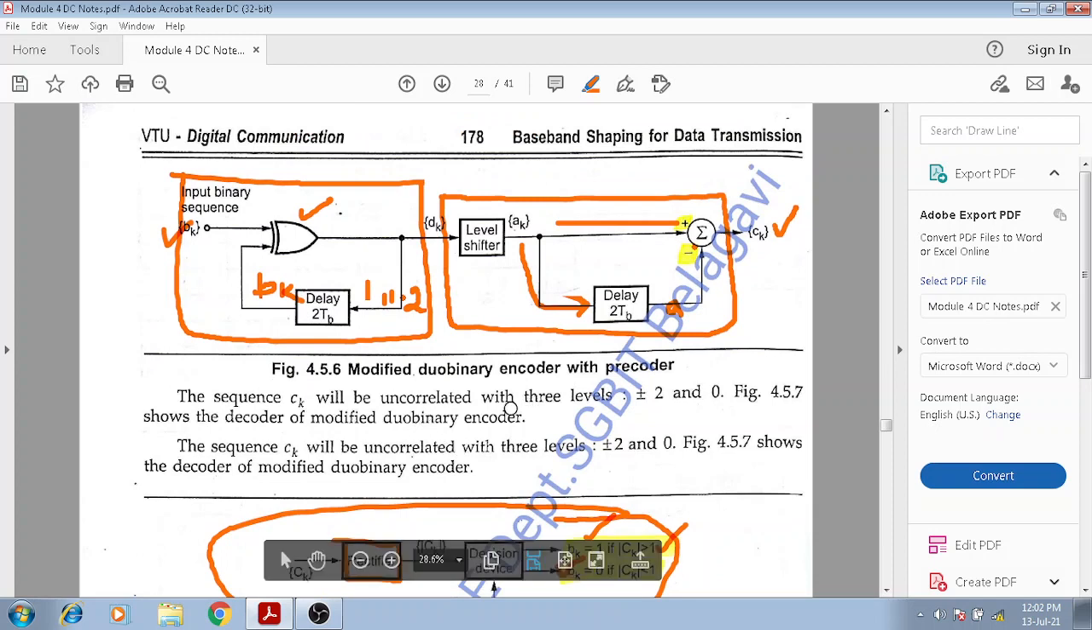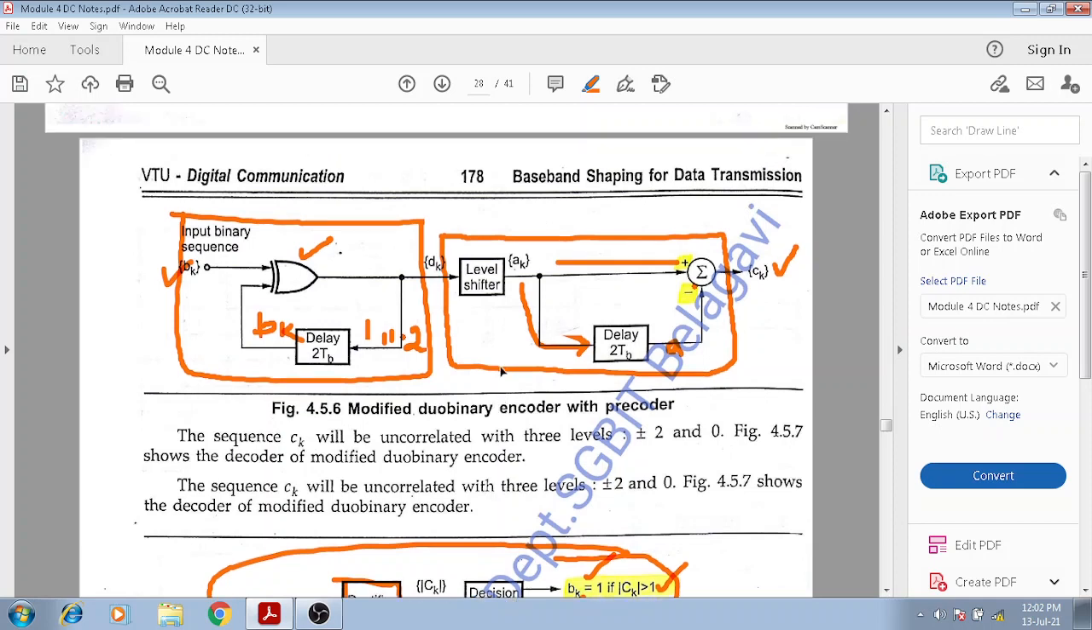Before we attempt the numerical example, please remember the two expressions. One is DK is equal to BK XOR BK minus 2, that is the precoded sequence, and another is the received sequence, which is the output of the encoder, CK is equal to AK minus AK minus 2.